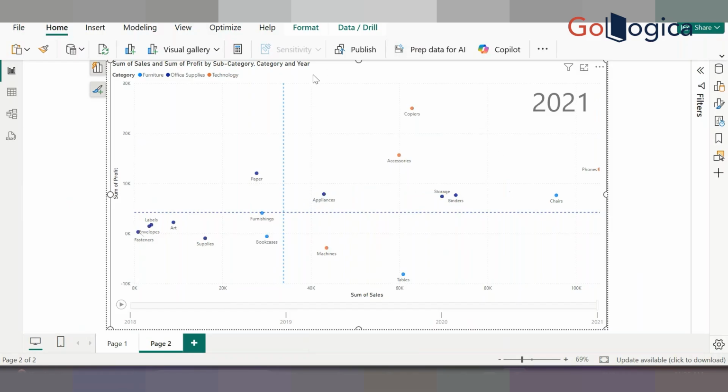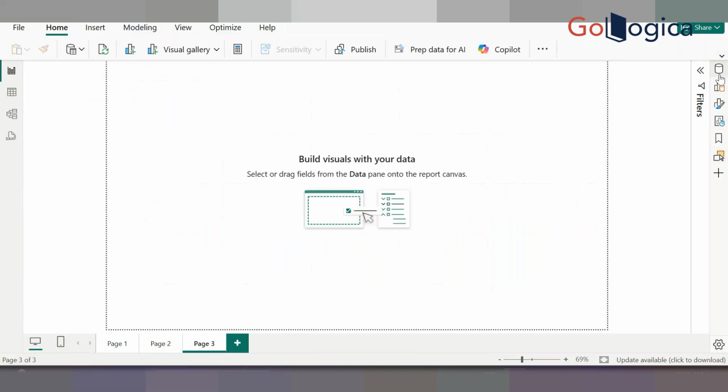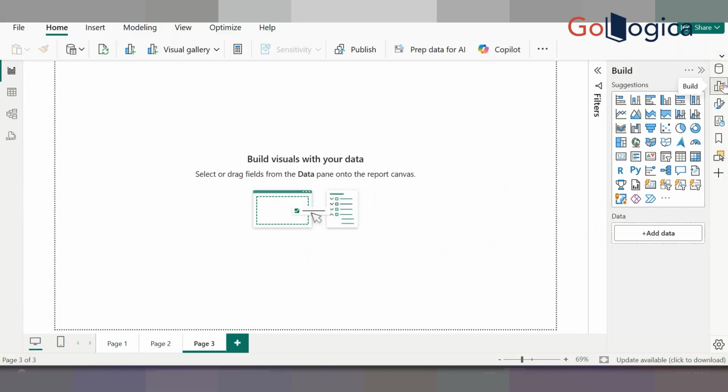Okay. So this was about the scatter plot. Is that clear? Yes, sir. The next thing is the tree map. We haven't seen the geographic chart yet. The tree map.